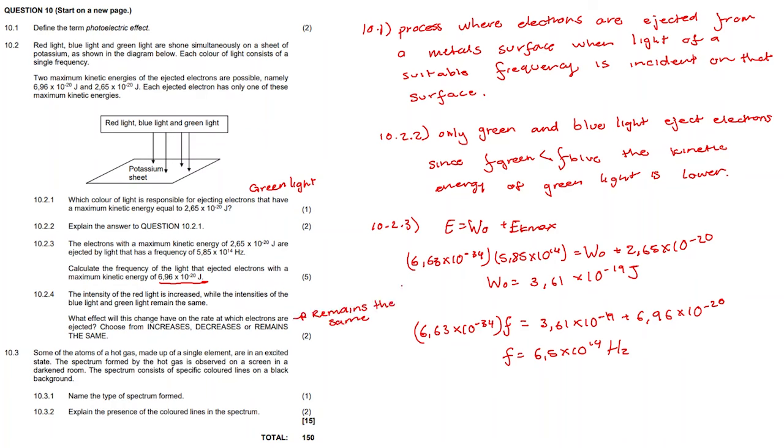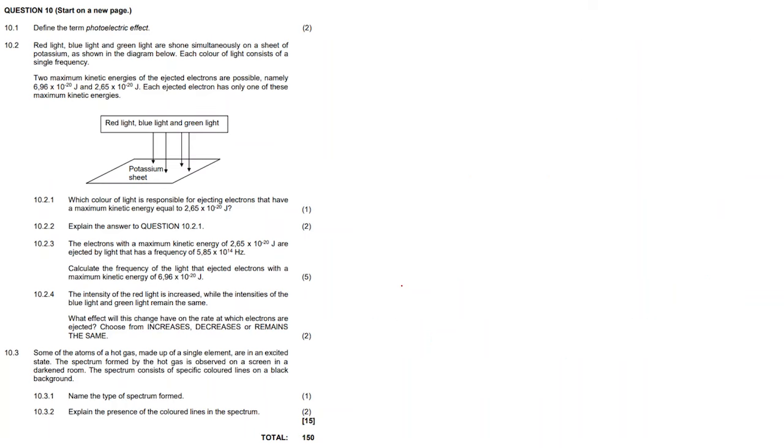I'm going to do the next question on a new page so you can see it more clearly. Question 10.3. Some of the atoms of a hot gas made up of a single element are in an excited state. The spectrum formed by the hot gas is observed on a screen in a darkened room. The spectrum consists of specific colored lines on a black background. Question 10.3.1. Name the type of spectrum formed.